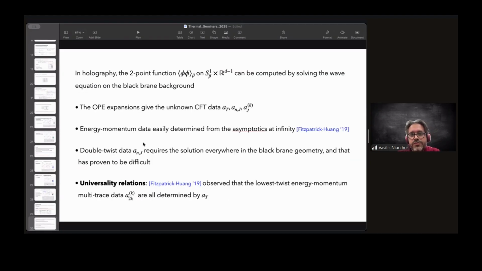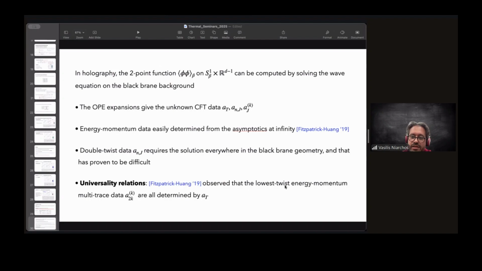So in holography, the 2-point function can be computed by solving the wave equation on the black-brane background. And the OPE expansion of that result will give you, in principle, all these unknown coefficients. The energy momentum data are easily determined from the asymptotics at infinity, it turns out. So you don't need to have the whole solution. Just from the asymptotics, you can get the AT and AJK coefficients, the non-double twist data. And the double twist data require the solution everywhere in the black brane geometry, and that has proven to be difficult to implement.